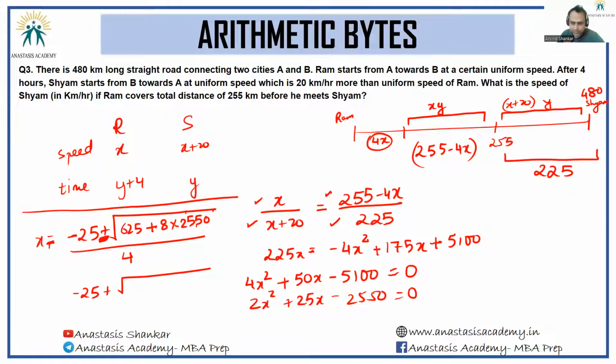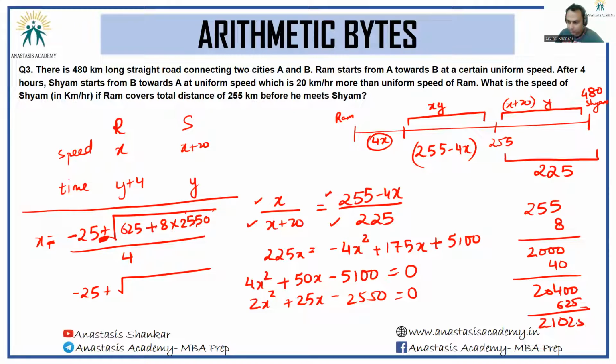Forget the 625. I'm working with this 8 into 255. 250 into 8 is 2000. And 50 into 8 is 400. 255 into 8 will be, 25 into 8 is, so 2000 plus 40. Okay, so 20400, to which I'm adding 625. So I get 21025. Nice. 21025 divided by 4. This is nice.